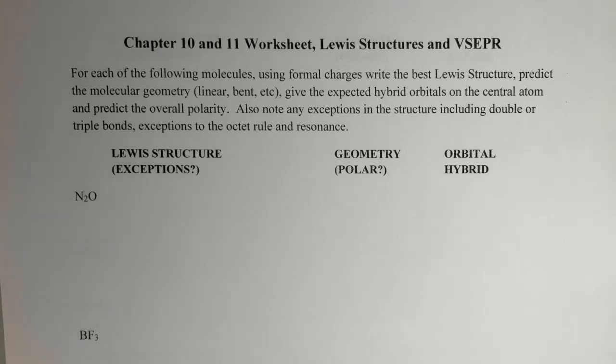So for this video, I'm going to do Lewis structures, and I'm also going to look at formal charges, and we're going to look at whether or not we need double or triple bonds, and we're going to look for exceptions to the octet rule, and then we're going to look for possible resonance. So that's the chapter 10 content. The rest of this, where we look at the geometry and the orbital hybrid, that will come in chapter 11.